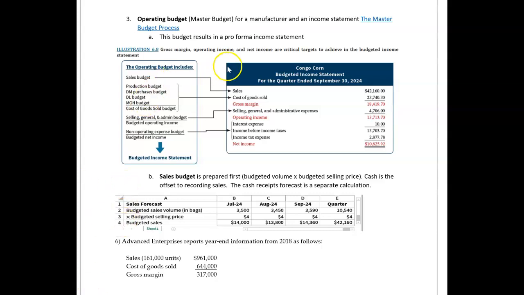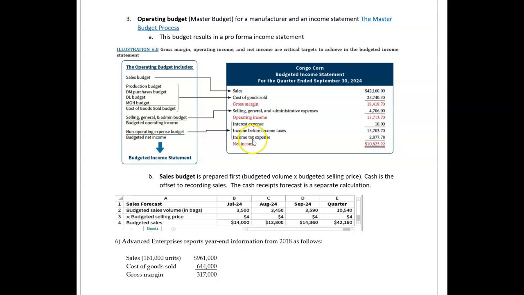So this is for a manufacturer. This is a budget for a manufacturer, and the budgeted income statement and a pro forma income statement. In other words, what the income statement is going to look like for next year. Okay, and you can see that we've got a gross margin here, so this is not in a variable cost format. This is a traditional income statement, and this format is perfect.